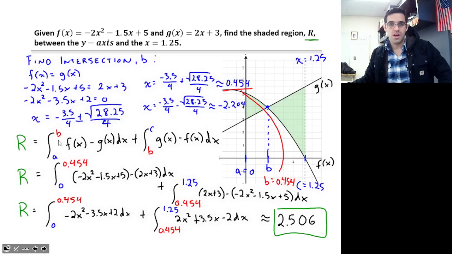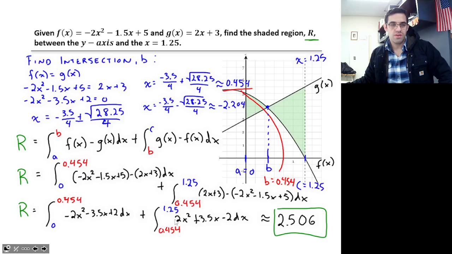So I'm going to go from a to b of top function minus bottom function. From a to b here, if I call a 0, b is at 0.454. My f of x is on top, and my g of x is on bottom, so I'll go f of x minus g of x here. We're going to add the other region. From b to c, g of x is on top, f of x on bottom, so we'll do g of x minus f of x here. That's our setup. Now I'm going to plug in our numbers. So a is 0, b for both of these is 0.454. f of x minus g of x would look like this. g of x minus f of x would look like that.